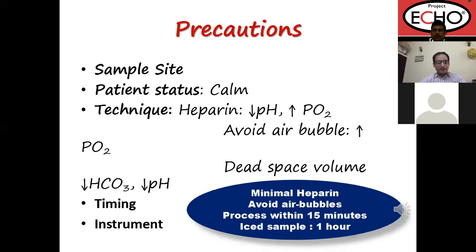Now, once you have taken the sample, the timing is important, because blood is a living medium. If you keep it pending, the RBCs will utilize oxygen and they will release CO2, leading to false low oxygen values and high CO2 values. Therefore, each sample should be processed within 15 minutes. If it is not possible and you have to send it to some other place, then it should be an iced sample. And you should always try to send the sample within 1 hour.